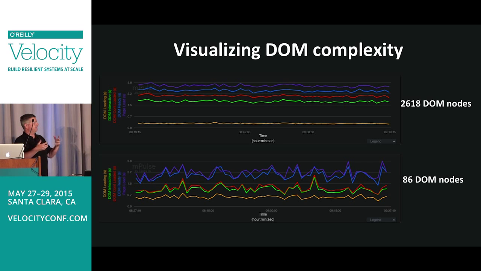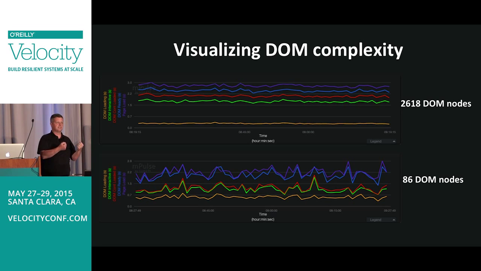I pulled this out and started looking at this data and wondered how complex the DOM on the top is compared to the bottom. What I'm seeing is that this yellow line, DOM loading, is so far from the DOM interactive on the site that's got 2,618 DOM nodes versus the one on the bottom, which only has 86 DOM nodes. So using that as a way to think about DOM complexity as a web developer, what can we be doing to simplify the DOM?